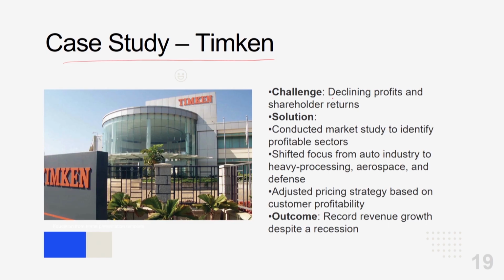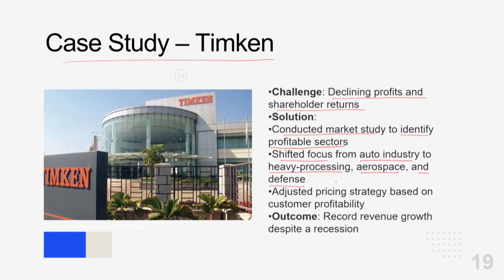Here they had a challenge where their profits were declining and the shareholder returns were also going down. What they did as a solution was conduct a market study to identify which particular sectors are profitable. They shifted their focus from the auto industry, where they used to manufacture ball bearings, parts, sprockets and such like, to heavy processing, aerospace and defense. Why was this shift enacted? Because these industries were suddenly exhibiting a high amount of demand, and that demand could be sustained. Also, the core competency of making machine parts was something which Timken knew. All they had to do was realign their assembly line, and that is typically where they started.